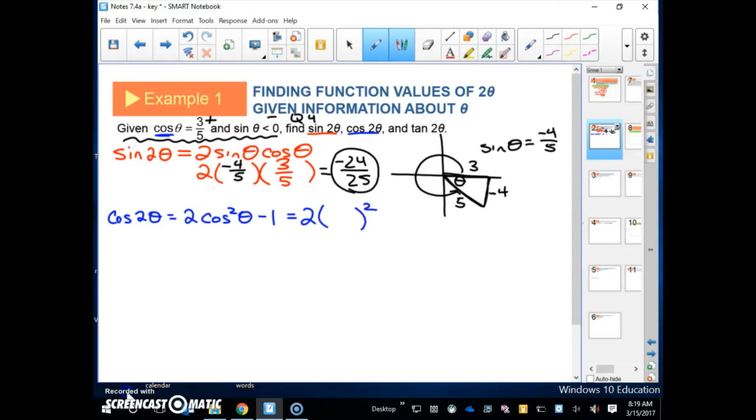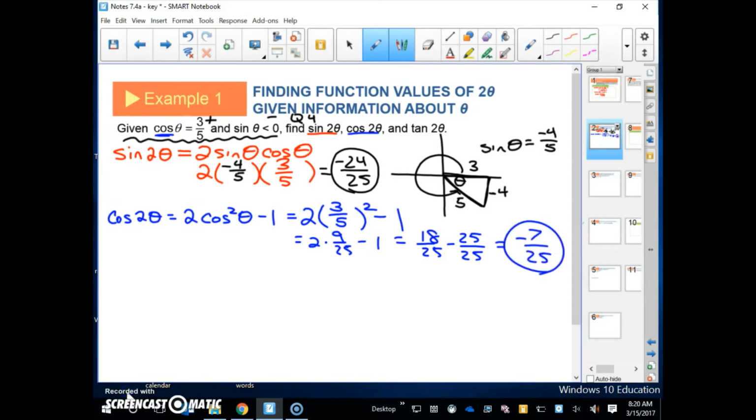One, I only have one blank to fill in. But they gave me what that value was. They gave me cosine theta was 3/5. So really, I'm just filling in that hole, and I'm going to square it and multiply times 2 and subtract 1. So let's clean that up. I see 2 times 9/25, once I square that, minus 1. Or 18/25 minus 25/25. Cleaning up my fraction. That's a negative 7/25. Cosine 2 theta equals negative 7/25.